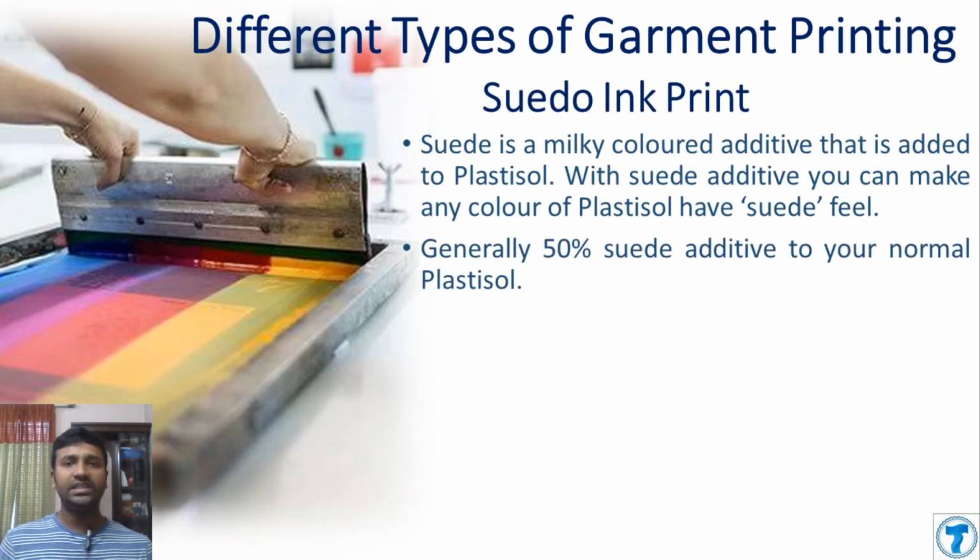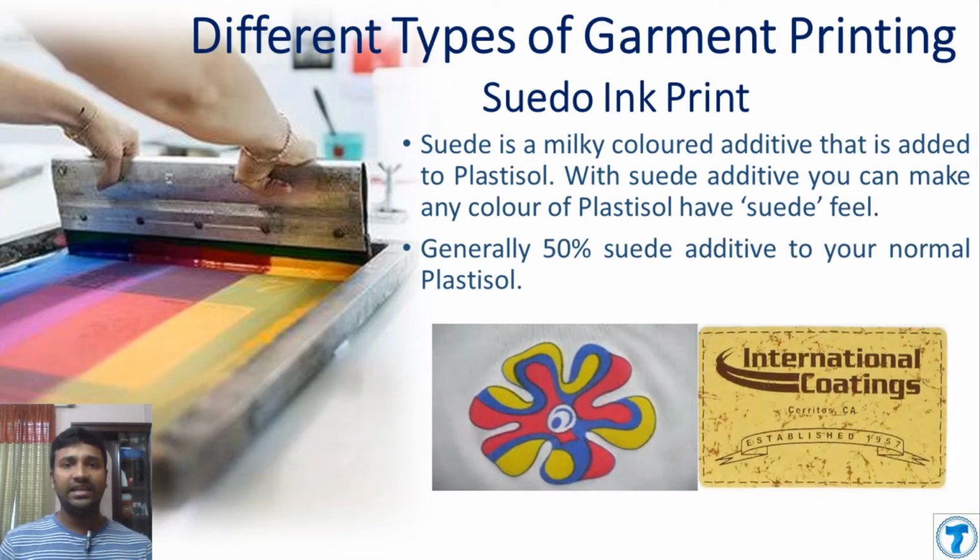Puff ink print. Puff is a milky colored additive that is added to plastisol. With puff additive, you can make any color of plastisol have a puff feel. Generally 50% puff additive in your normal plastisol print.